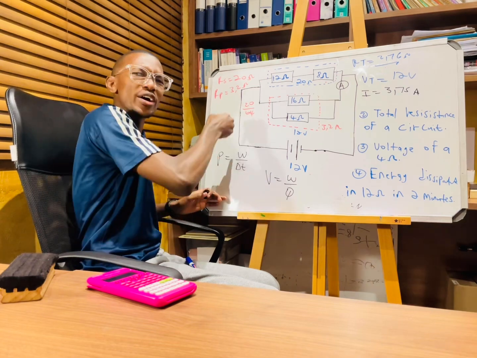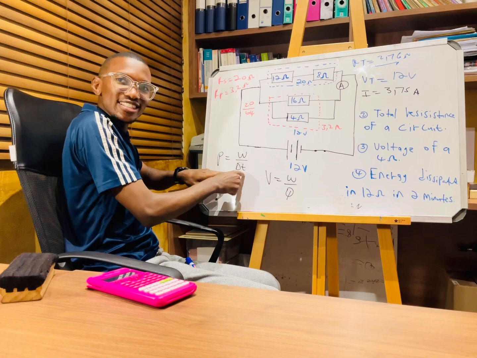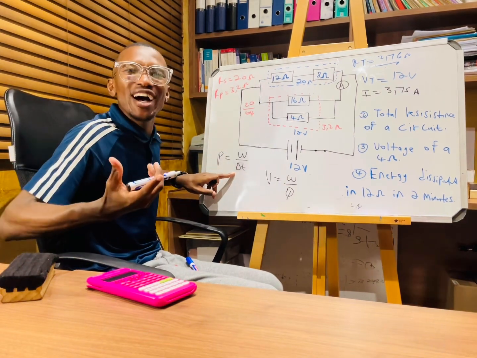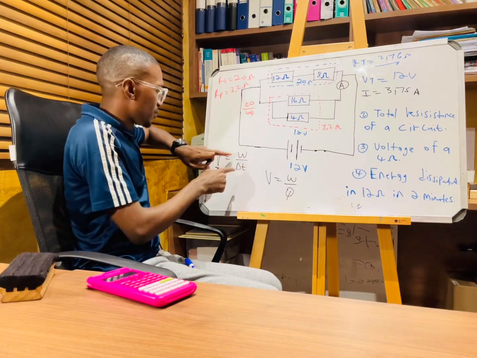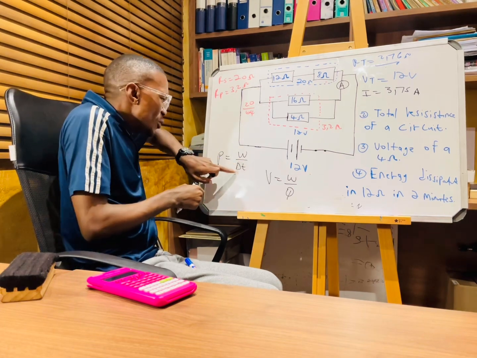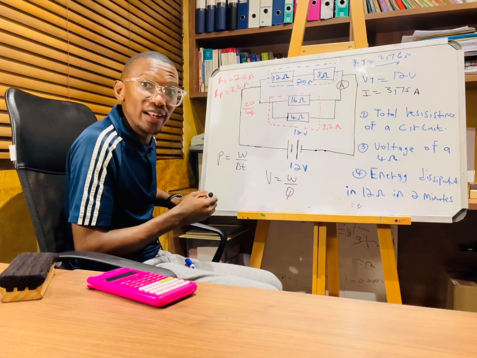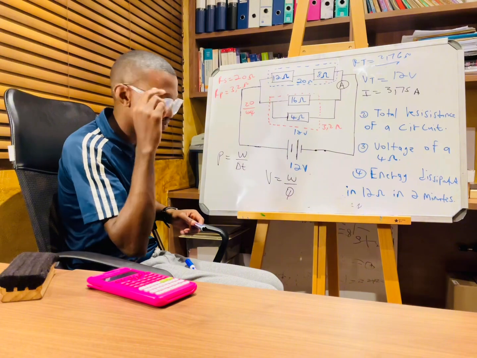But the rate at which work is done, listen to this. The rate means the change in time. I'm defining power in terms of this formula. The rate at which work is done is called power. Some people say work done per unit time. It's still power. That is the definition of power in physics.